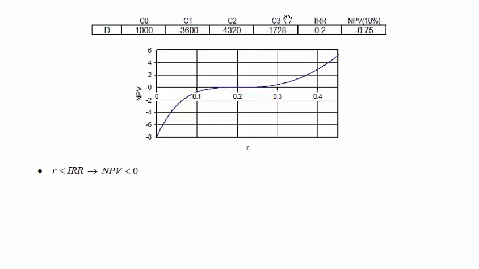So we have here a project which starts with a positive cash flow, then a negative cash flow, then a positive, and then a negative one. If we try to evaluate the internal rate of return of this project, it is 20%. And if we evaluate the net present value considering an opportunity cost of capital, we obtain a negative value.